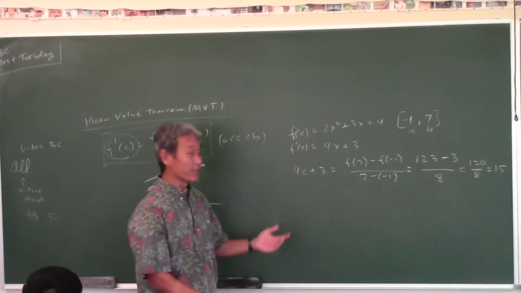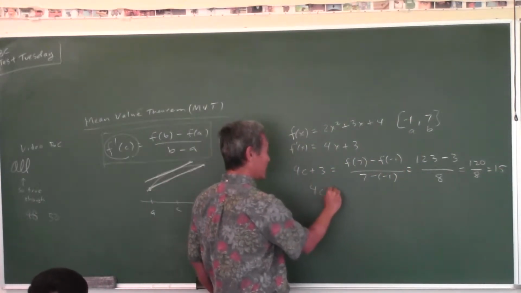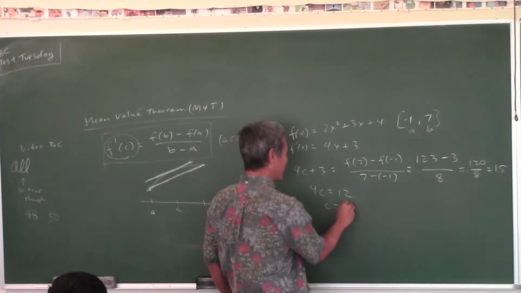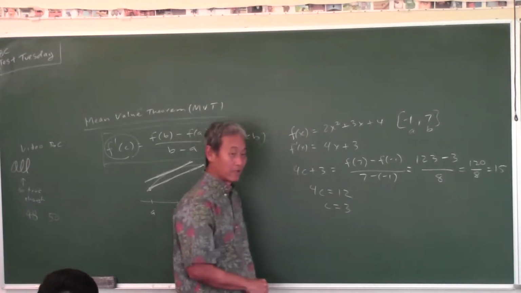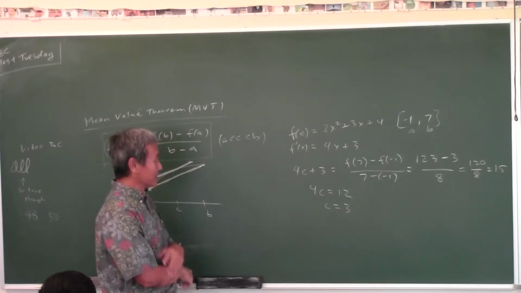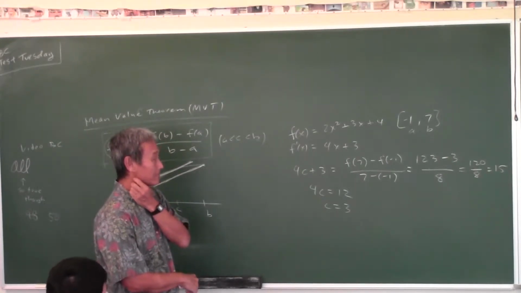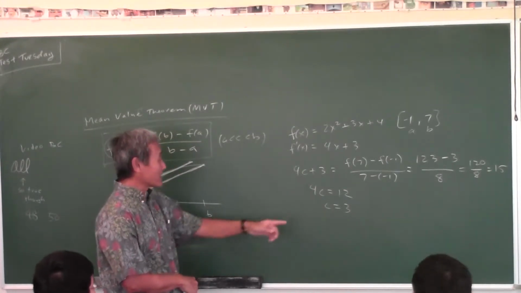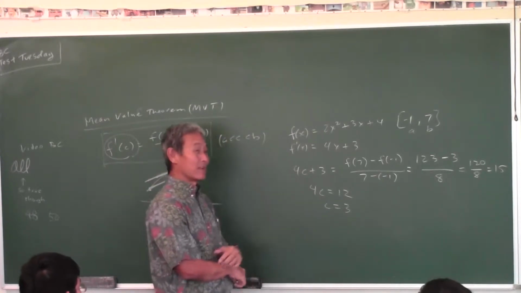Solve this equation for C. 4C equals 12, C equals 3. That actually worked out pretty well. You're welcome. So that's the value of C that satisfies the mean value theorem.